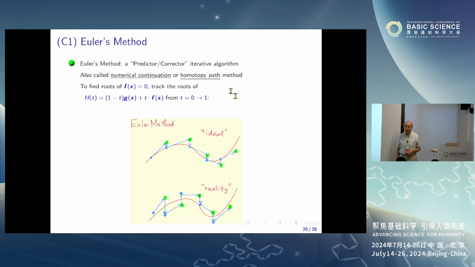Numerically, you don't even know whether you're on the curve, right? So in reality, what you have is somewhere near the curve. You go even further from the curve. Hopefully, you come back closer to the curve, but you're still not on the curve. And then you keep doing this zigzag thing and hope for the best.